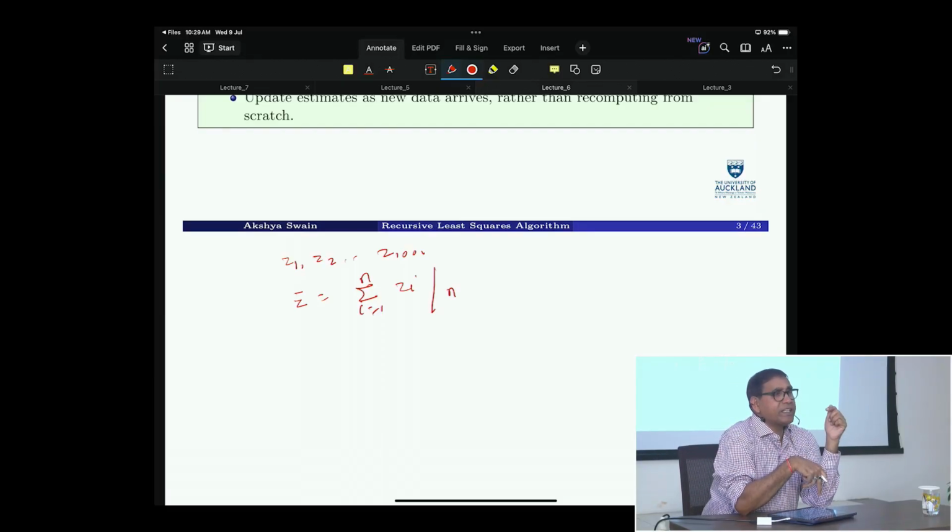So how much storage space do I require? 1000. 1000 storage, I have to store everything and then add them together. Clear? Batch estimation.